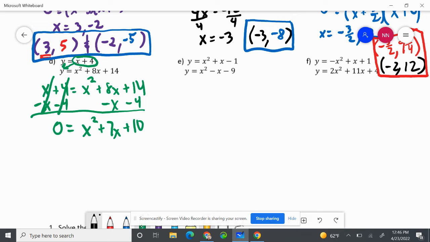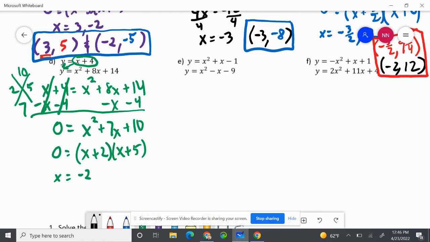So I'm looking for two numbers that multiply together to give me 10 and add up to 7. That would be 2 and 5. So I have x plus 2 and x plus 5. Now, what I'm going to do is solve for x. So I have -2 and -5. Once again, these are not my answers. What I want to do is come up with two ordered pairs. So I have -2 and some number, and then -5 and some number.